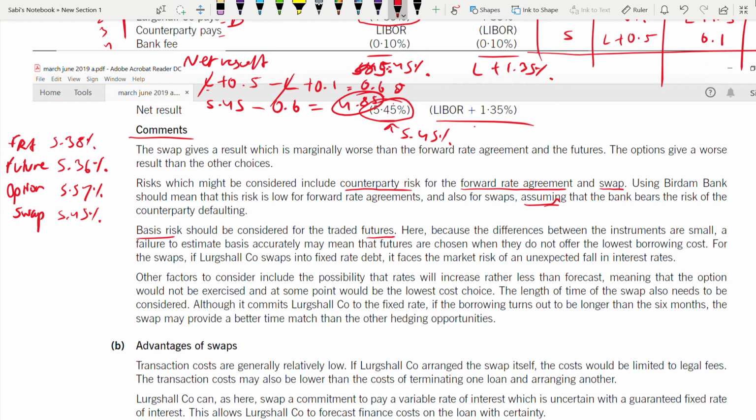So for the swap, if the company swaps into fixed rate debt, it faces the market risk of an unexpected fall in interest rates. How? Because if it goes for a fixed rate and the rate falls below that rate, they cannot take advantage. In a variable rate, they can take that advantage, but not in a fixed rate, if the interest rate goes very far down. So that's a market risk for the one who's taking the swap.